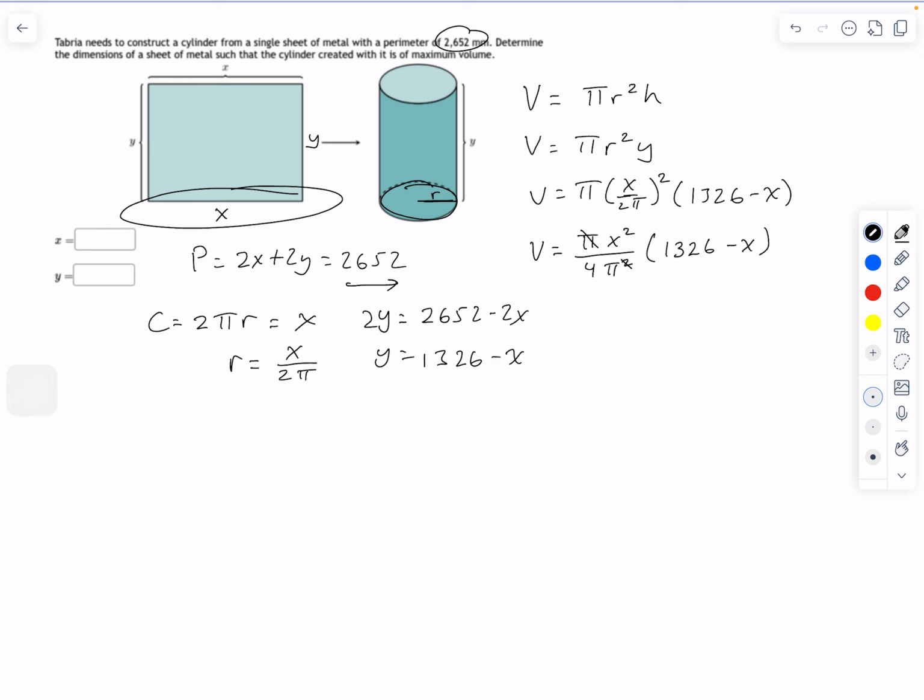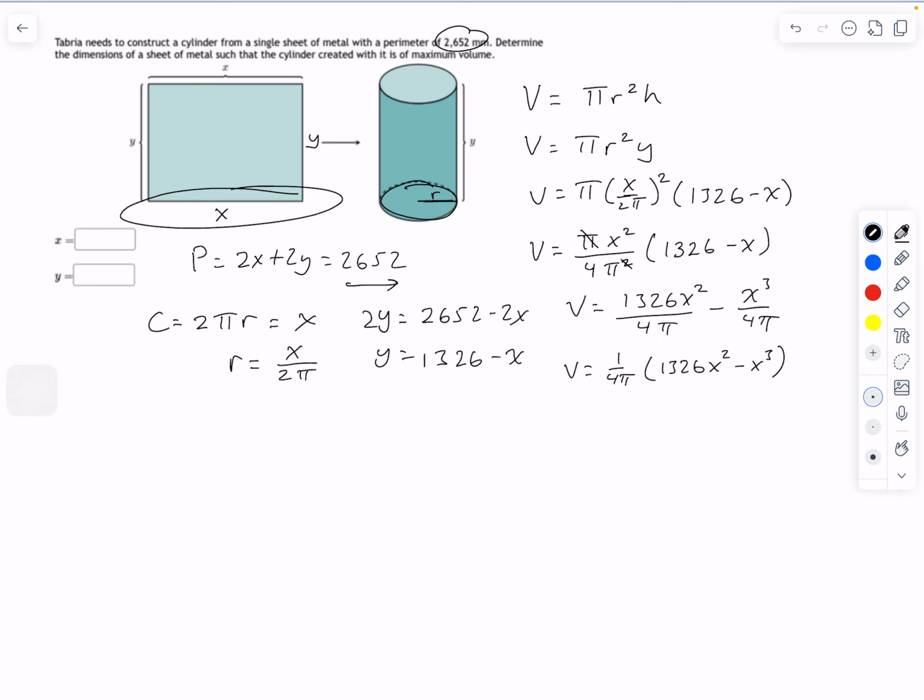So we have our volume equal to 1326 x squared over 4 pi, and then minus x cubed over 4 pi. Let's bring the 1 over 4 pi out. The volume equation is 1 over 4 pi times 1326 x squared minus x cubed.